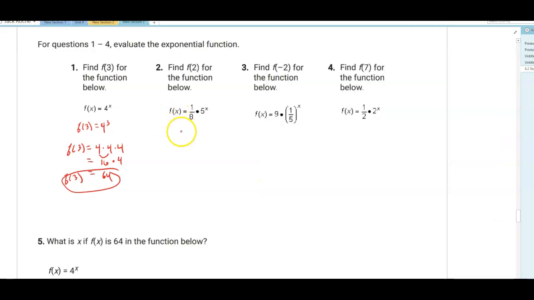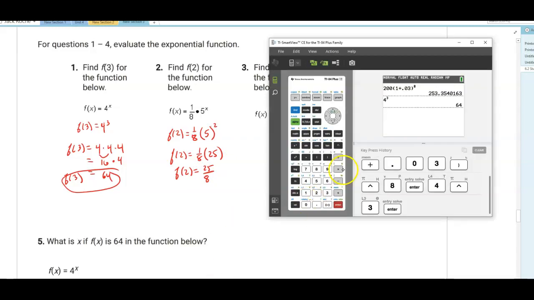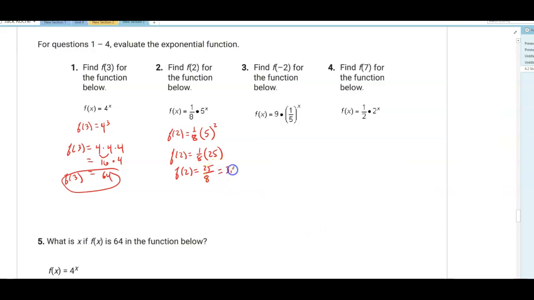Now the next one, to find f of 2 for this function, f of 2 equals 1/8 times 5 to the second power, which is basically 1/8 times 25. So f of 2 would equal 25 over 8. There are two ways you can look at it. If I go open parentheses 1 divided by 8, that's how you put a fraction in, times 5 to the second power, it would give me 3.125.